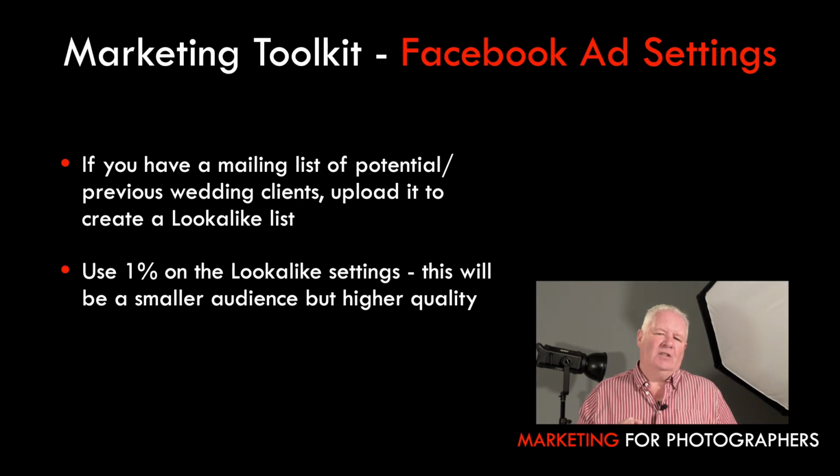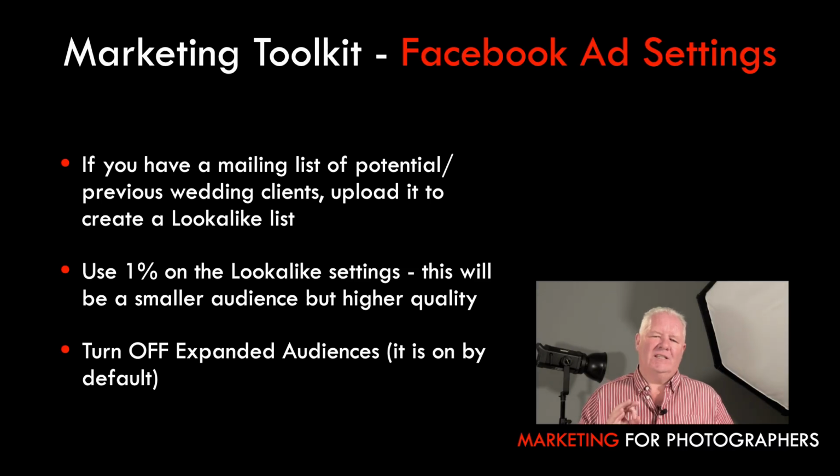On the lookalike settings, when you set it up, use the 1% setting, which means how close an audience should be, and you set it to 1%, which means really high quality. It'll be a smaller audience, but don't worry about that, because it's the quality of the audience that matters. Also, when you're setting ads on, turn off expanded audience. Sometimes it can be on by default. Facebook tests this, sometimes it's on, sometimes it's off. So just make sure it's off. You don't want to expand your audience. You know who your audience is. Don't let them decide for you.